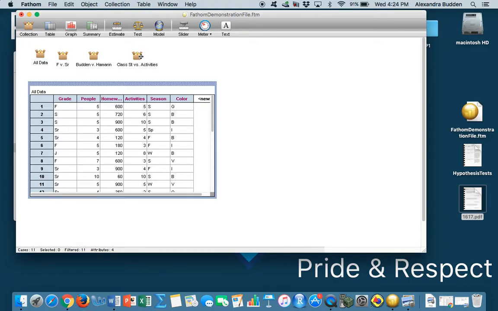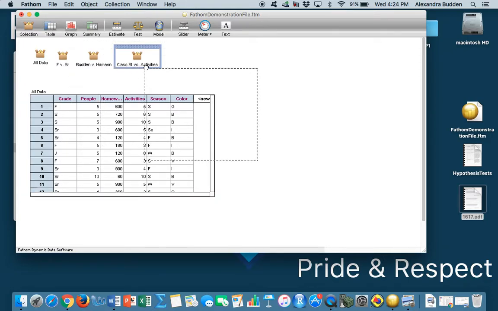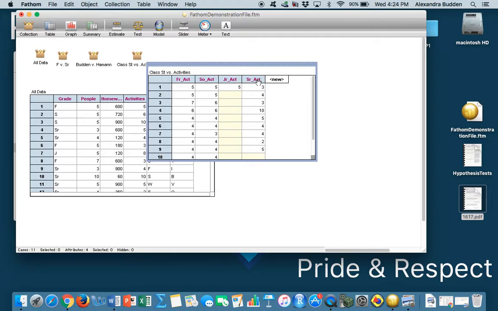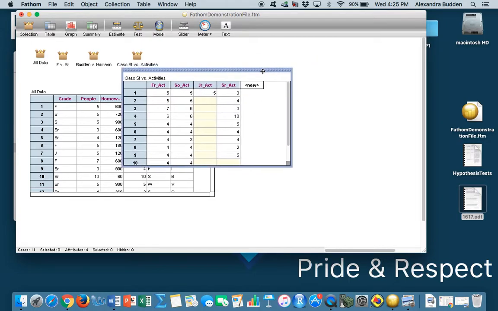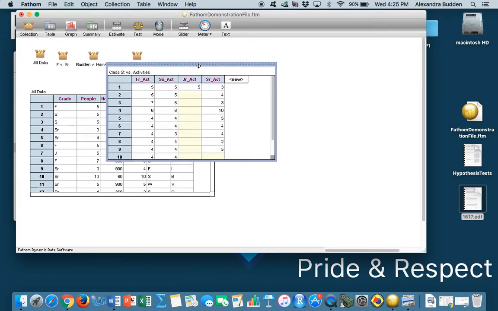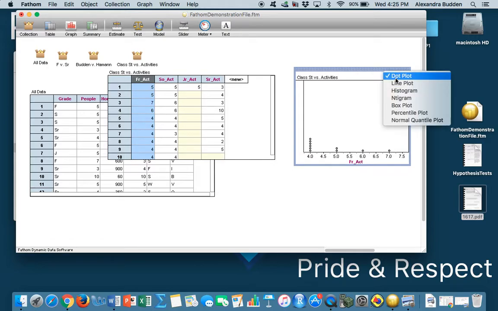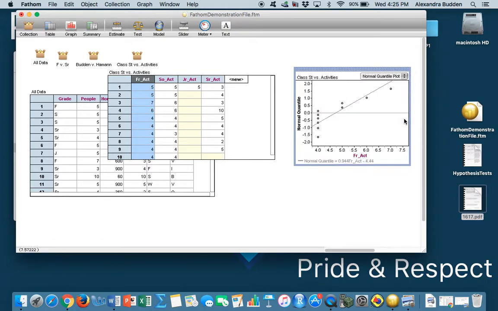So what you're going to have to do is put them in a new table. In this table, I listed the number of activities that the freshmen, sophomores, juniors, and seniors are in. So that's 4 samples, and I need to construct a normal quantile plot for all of them. If I take out a graph, first if I look at the freshman activities, this is a normal quantile plot.